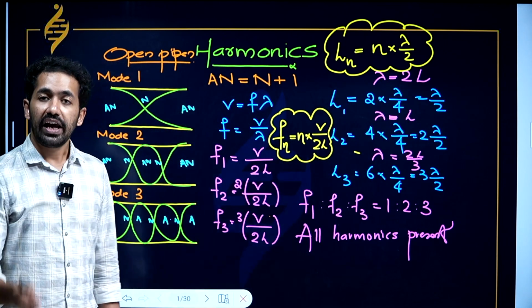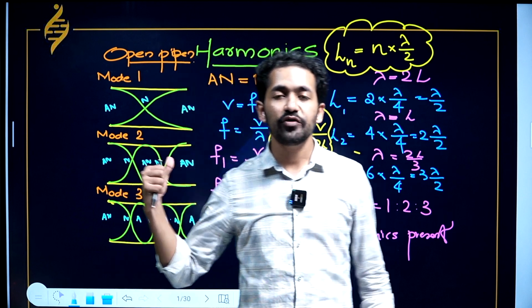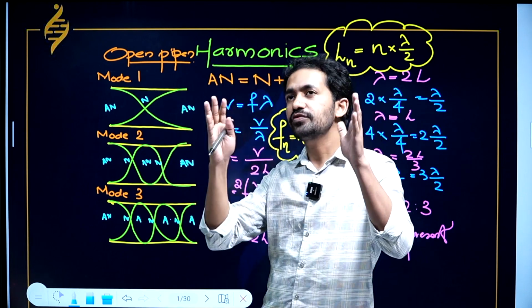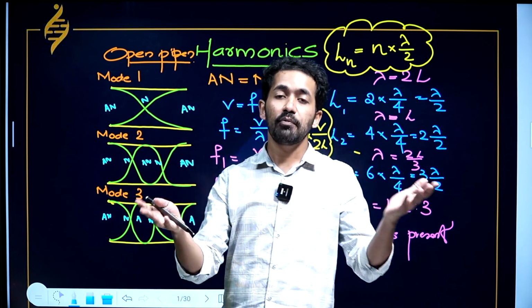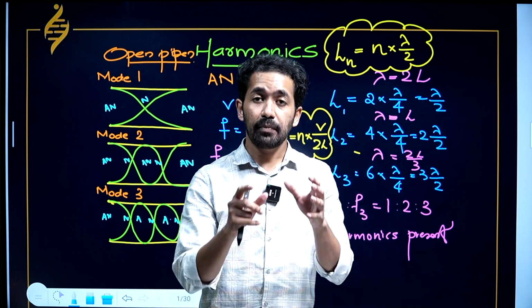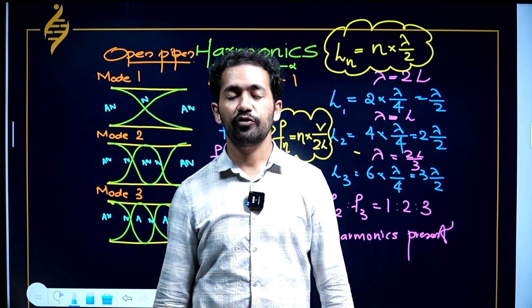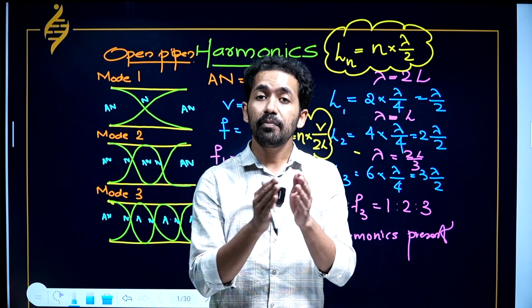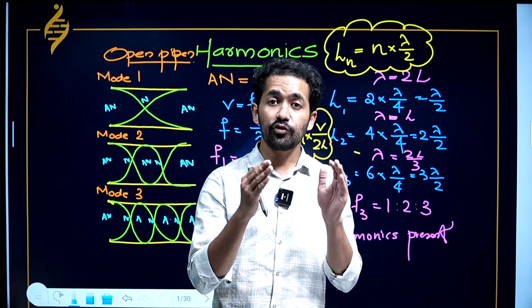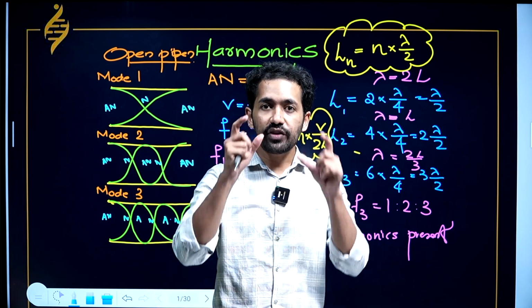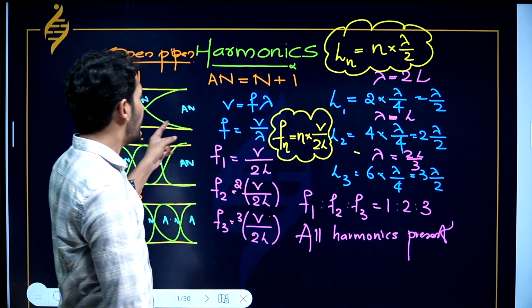Ln is equal to n into lambda by 2. So in the case of an open pipe, at first we will think that an open pipe has both ends open. At both these ends antinodes will be formed, and in the center a node will be formed. The second point is number of antinodes is equal to number of nodes plus 1, and then we found the length of that. What was the length?